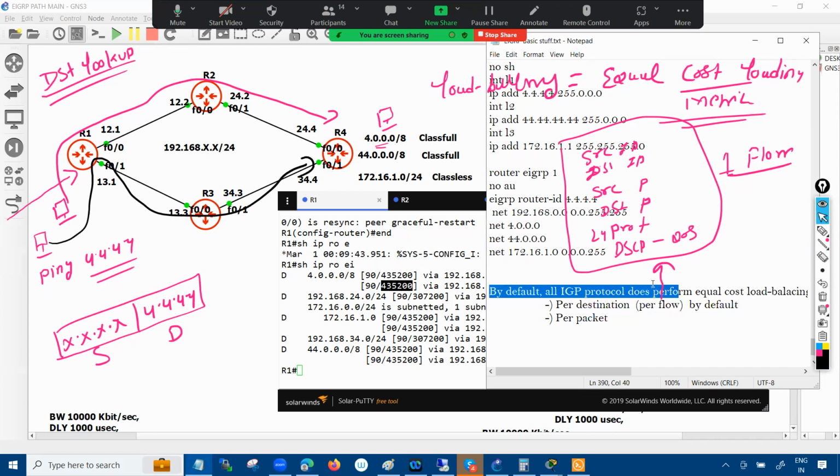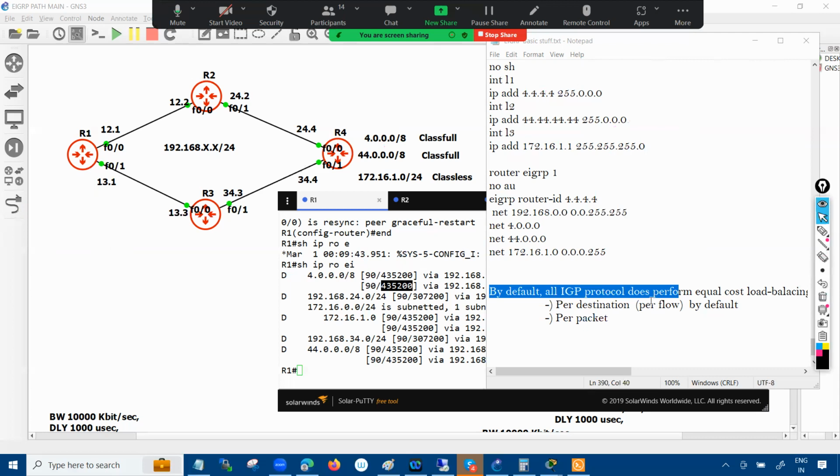Why did I mention all the IGP protocols? BGP by default does not perform equal cost load balancing. Now the question is, why is EIGRP performing equal cost load balancing? Because of the maximum path.